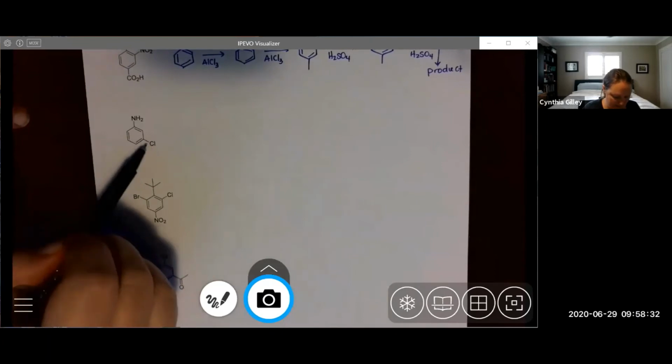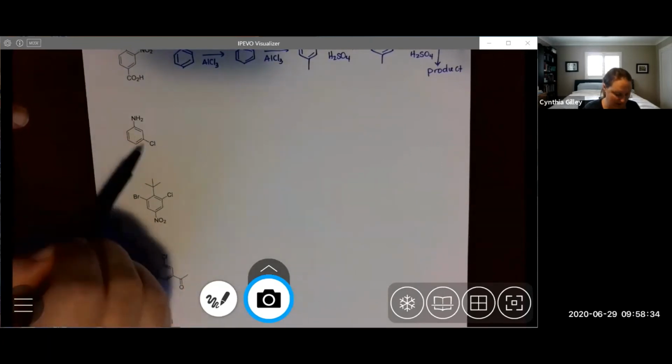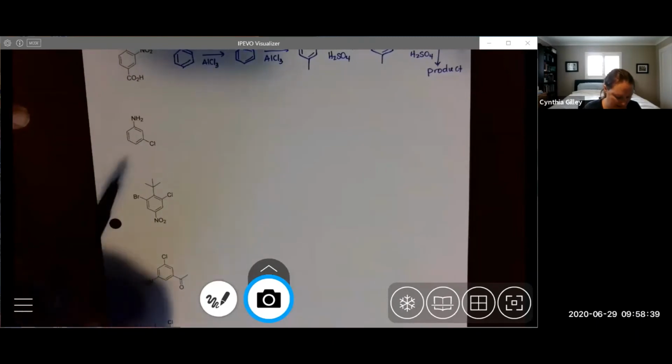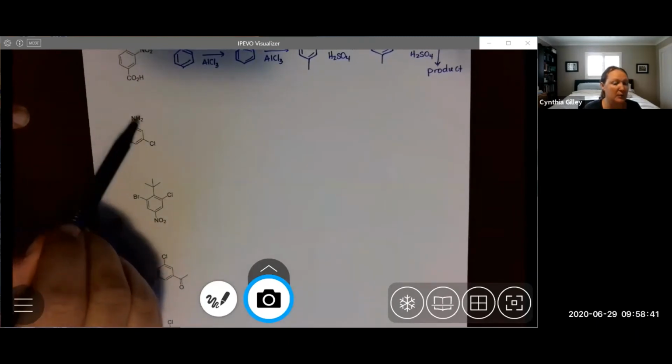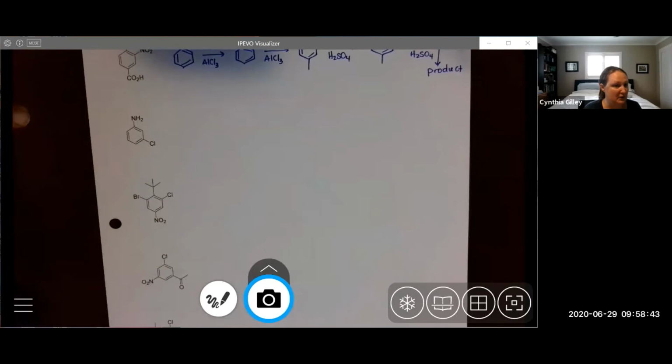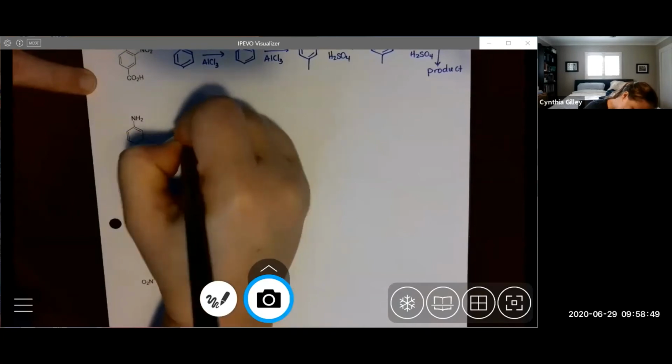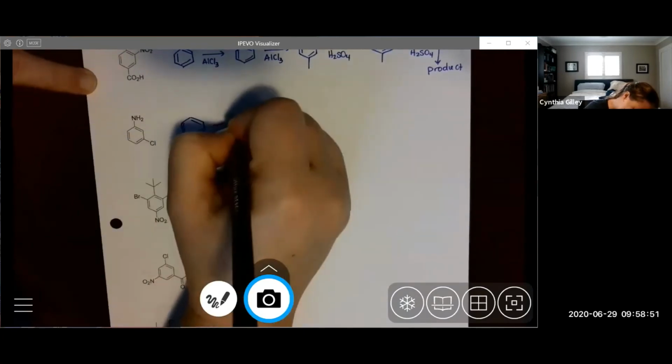Okay. Next one, we have this meta substitution. So if I introduce the chlorine first, that's an ortho-para director. So that means any incoming group would go here. That's not good. But I can remember that I can get an amino group from a nitro group. And nitro group is a meta director. So if we introduce a nitro group first, we start with benzene, nitration.